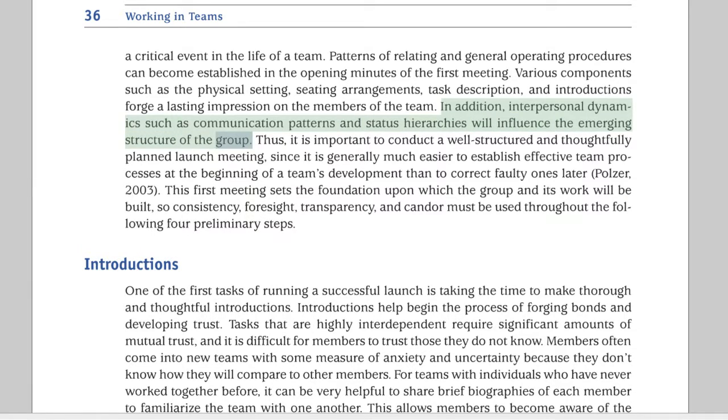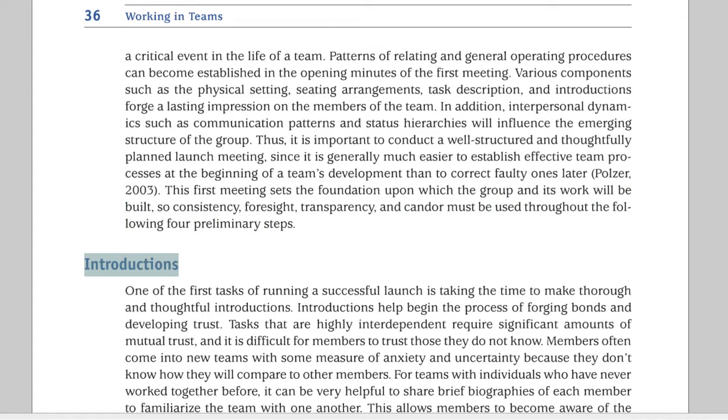the group. Thus, it is important to conduct a well-structured and thoughtfully planned launch meeting, since it is generally much easier to establish effective team processes at the beginning of a team's development than to correct faulty ones later. Polzer, 2003. This first meeting sets the foundation upon which the group and its work will be built, so consistency, foresight, transparency, and candor must be used throughout the following 4 preliminary steps.